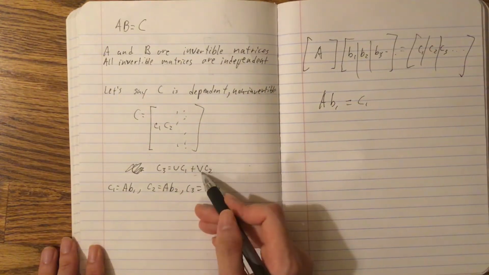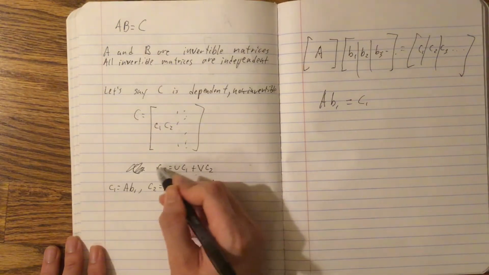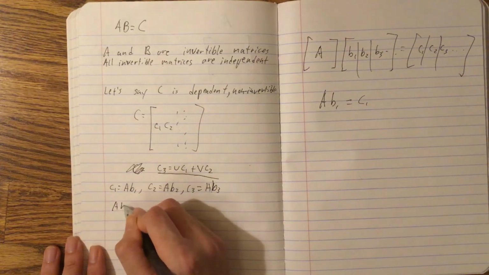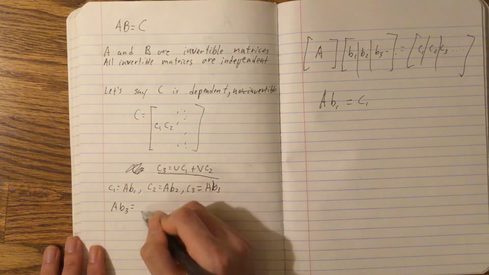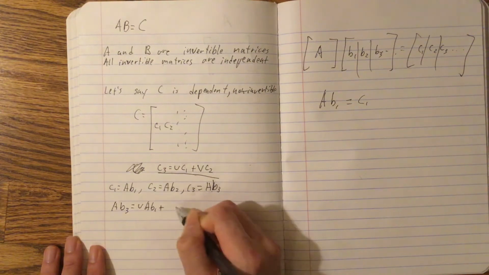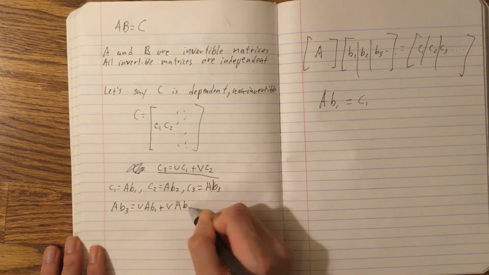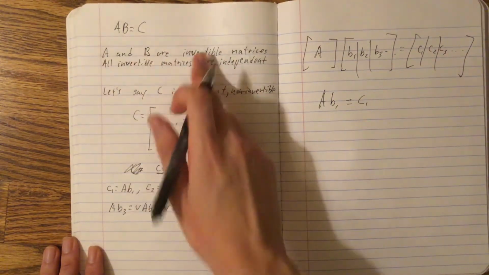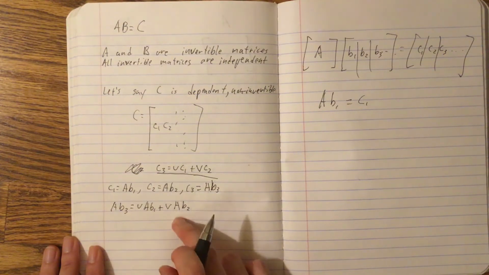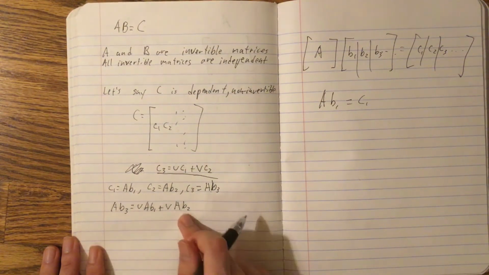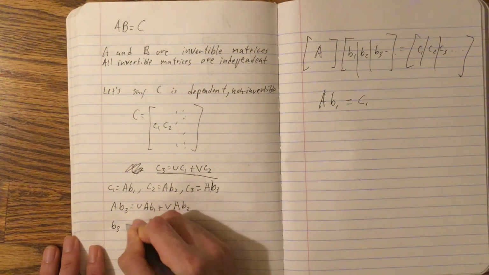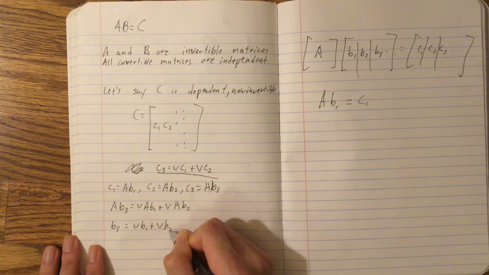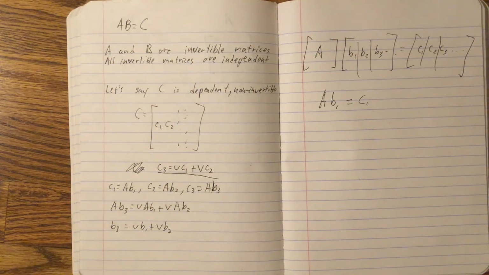Now, if this is the case, look at this formula here. We substitute everything, so AB3 equals U AB1 plus V AB2. And one of the assumptions we made was that A is invertible. So we can just multiply A inverse to each one of these terms. So here's what we get: B3 equals UB1 plus VB2. And we get a contradiction.